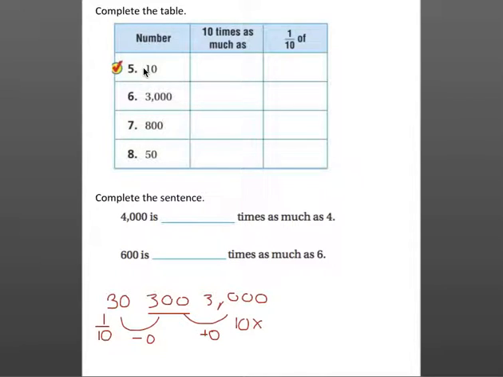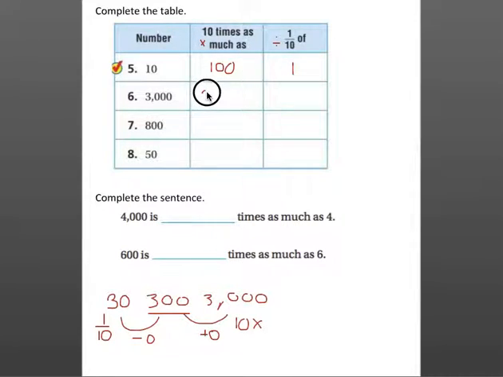So for the number 10, a number that is 10 times as much as the number 10, remember, you're just adding a 0, and that is 100. Because if I were to multiply 10 times 10, that means I would get 100. So a number that is 1/10 of 10, remember we're just subtracting a 0, which would be 1. Because if I were to divide 10 by 10, I would get 1. That's another way for you to think about these types of problems.